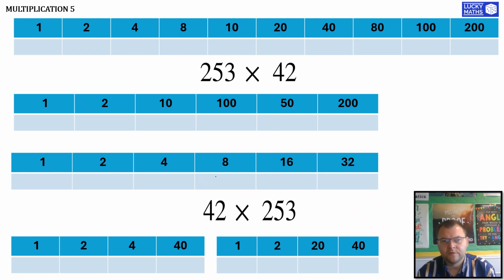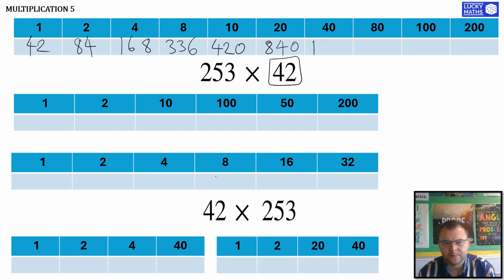So 253 lots of 42. Going to work through again. 42 doubles to make 84, which doubles to make 168, which doubles to make 336. But that is the hard bit, as I keep saying, with this particular structure. That's done, because then 10 lots will be 420, 20 lots becomes 840, 1,680.